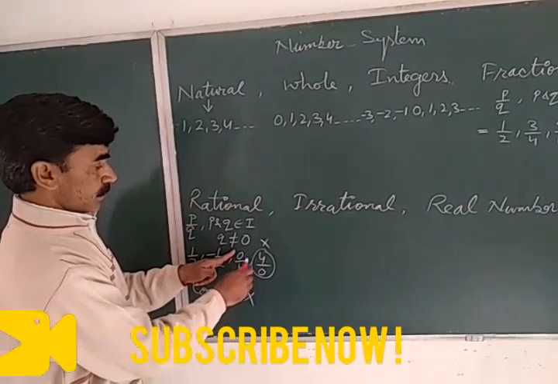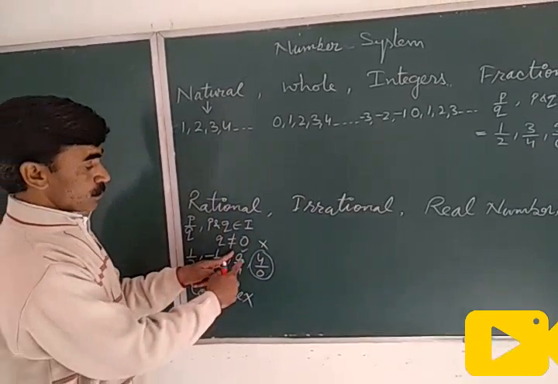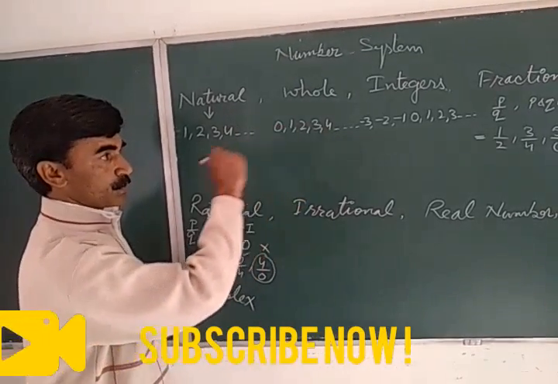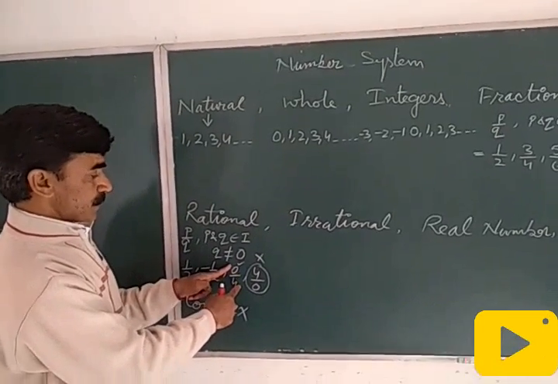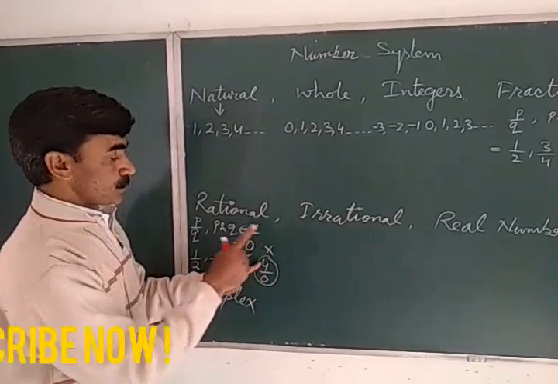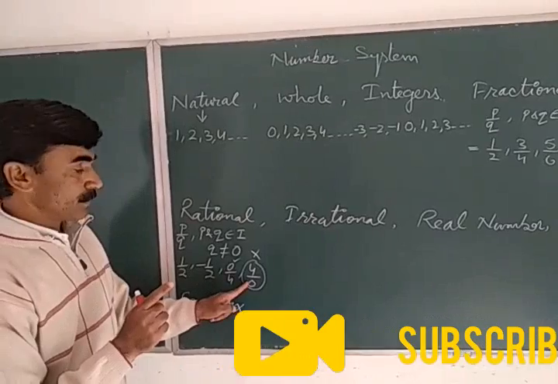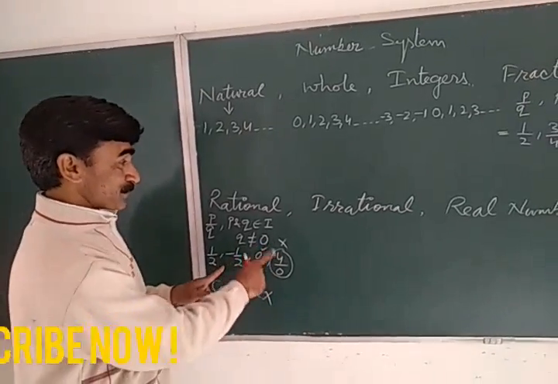0 upon 4, it is a rational number. This is not a fractional number because 0 is not a natural number, which is in the definition of fractional number. 0 upon 4 is rational, but 4 upon 0 is not rational. Why? Because 0 can never be taken in the denominator. So this is a rational number.